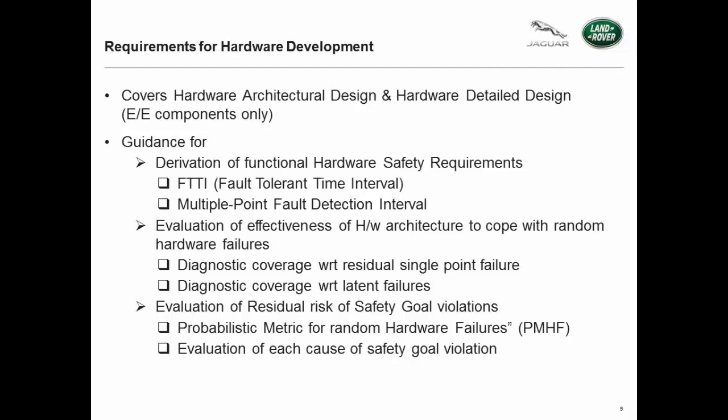So we're now talking about the random hardware failure rates that were mentioned in some of the earlier presentations as well. Unlike IEC 61508 and some other standards, for example in avionics, there isn't an overall target failure rate in the ISO standard, but there are some targets where, for example, in the first one, evaluation of effectiveness of hardware architecture to cope with random hardware failures, we do have to show some numbers effectively.